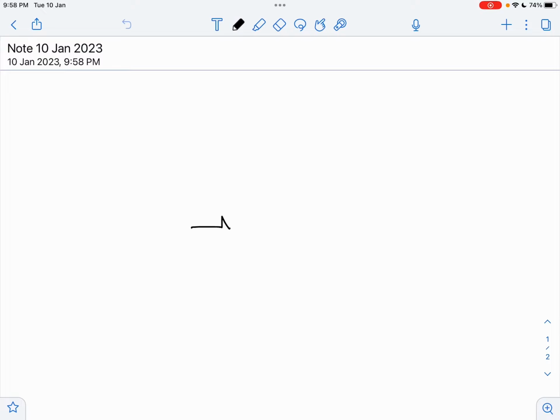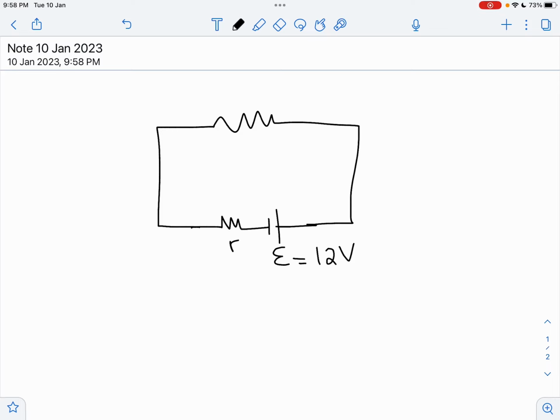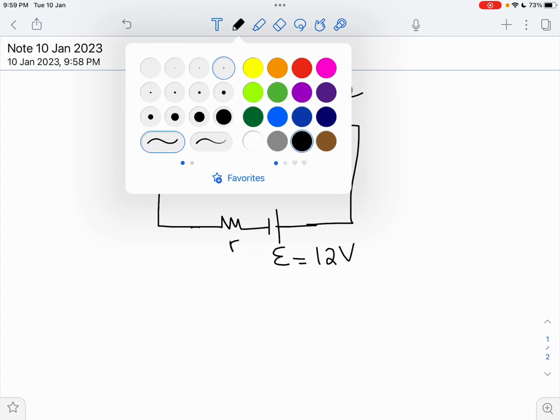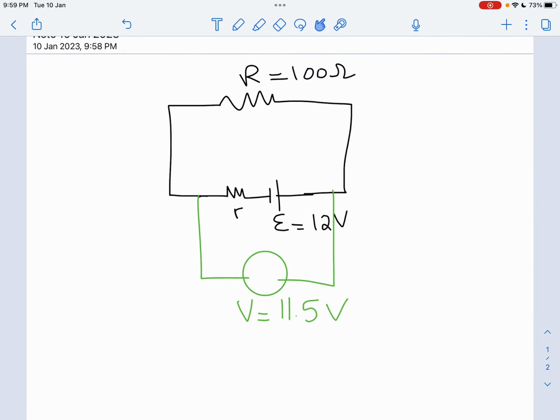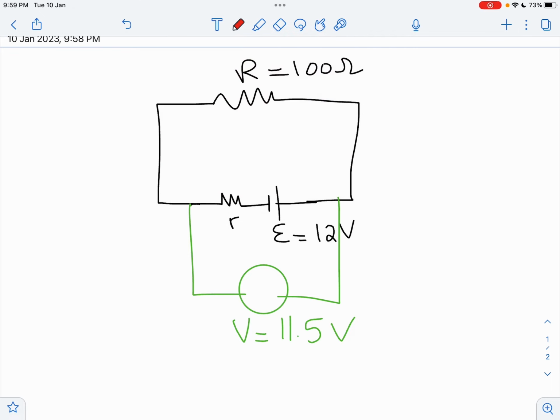A non-ideal battery means a battery that has an internal resistance, small r, and the EMF. Let's say the EMF is 12 volts. When this battery is connected to a load, like a resistor R of 100 ohms, the voltage across the battery is measured, and let's say we get a voltage of 11.5. So there is a voltage drop inside that battery due to its internal resistance.